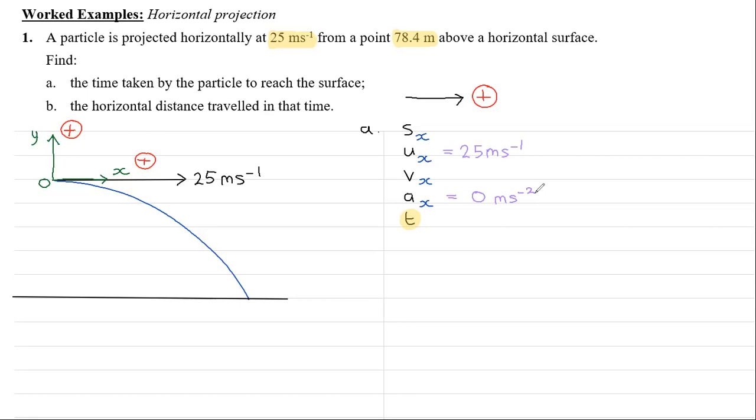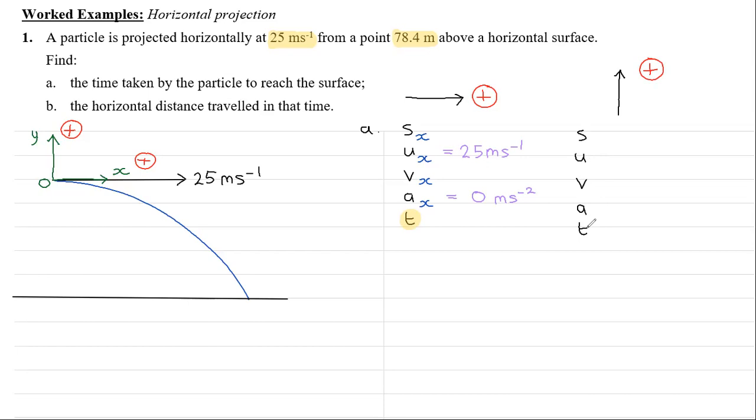So you may notice a problem at this point. We only have 2 out of the 5 variables, so we can't use any suvat equations. So let's move over to the vertical direction now and see what's going on here. So vertically, I'm going to take up as positive. We have the same situation: we have constant acceleration in the vertical direction. So let's write down our suvat: S, U, V, A, and T.